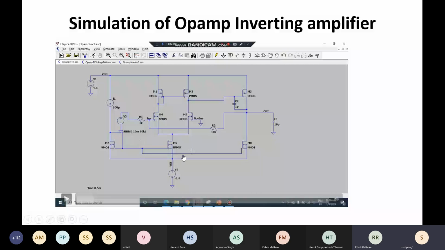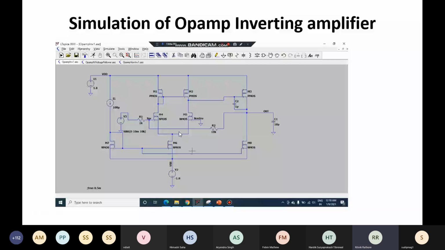So M4 and M5 are making a differential pair. They are supposed to be identical, perfectly matched in terms of mu and Cox, threshold voltage, and W/L ratios. If they are not perfectly matched, then some common mode output will appear at this terminal. For a differential amplifier, we just want amplification of the differential signals applied at the gates of M4 and M5. But if these transistors are not perfectly matched, we'll see some common mode output as well, which is undesirable.